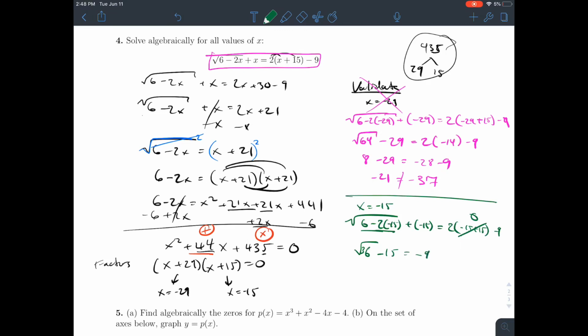2 times 0 is 0 equals negative 9. 6 minus 15 is negative 9. Negative 9 is negative 9, which is great because that does work. So this is our one solution to this problem, and the other is extraneous.